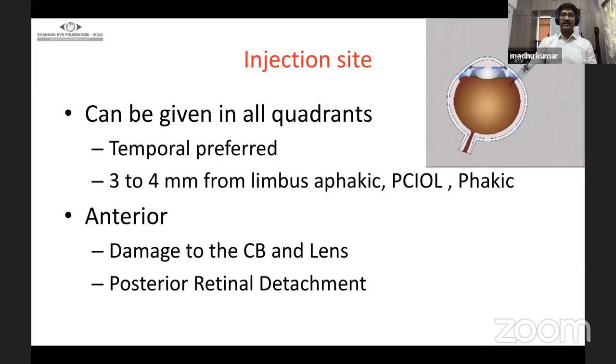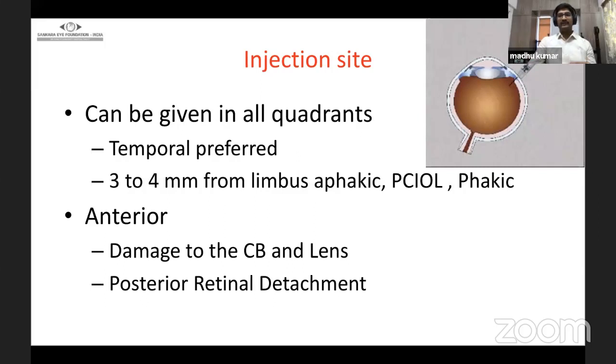Coming to the injection site, most of the literature suggests that you need to give it either infratemporal or supratemporal, but practically it can be given 360 degrees anywhere around the limbus. So where do we give it? If it is aphakic, at 3 millimeter from the limbus. If it is pseudophakic, 3.5, and if it is phakic, 4 millimeter from the limbus.